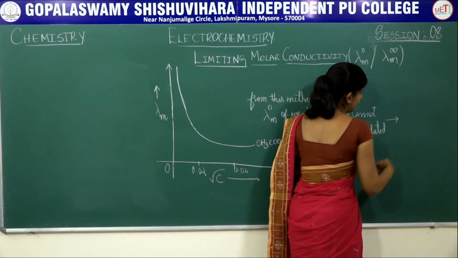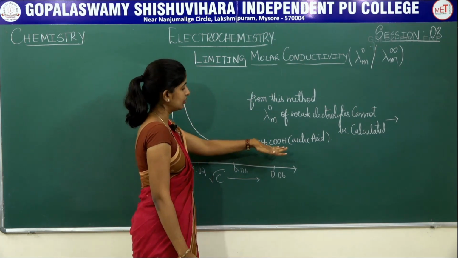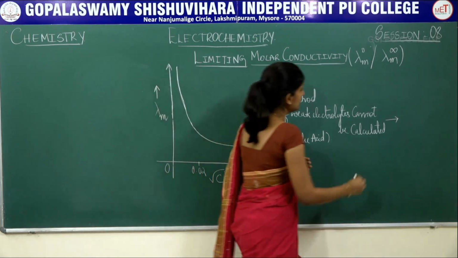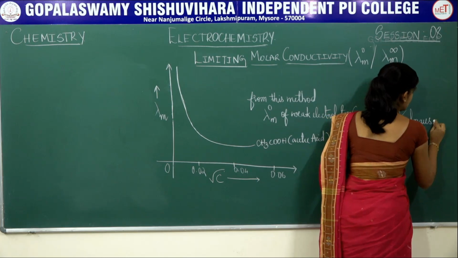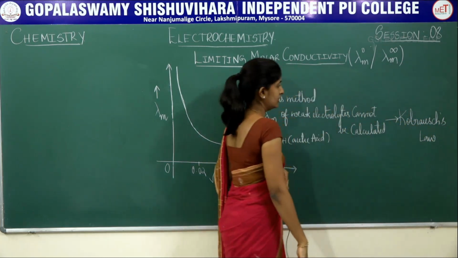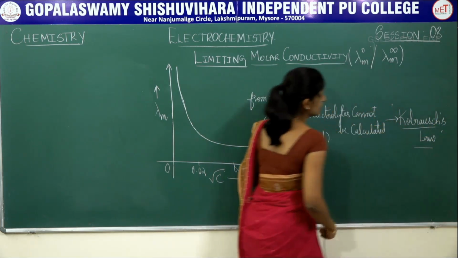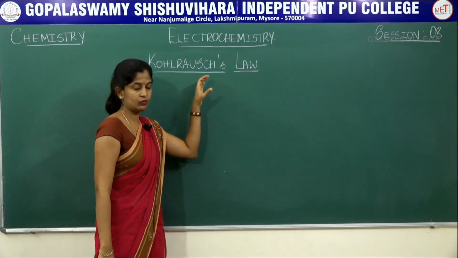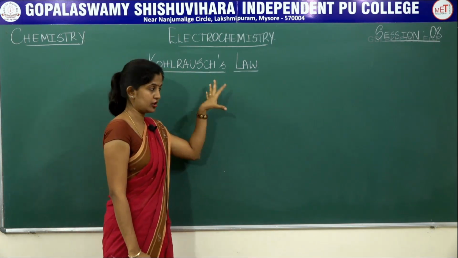So you use a new law which helps in determining the limiting molar conductivity of weak electrolytes like acetic acid, and that is Kohlrausch's law. Let us see what this Kohlrausch's law is. Before going to what the law states, I'll take an illustration to explain it.